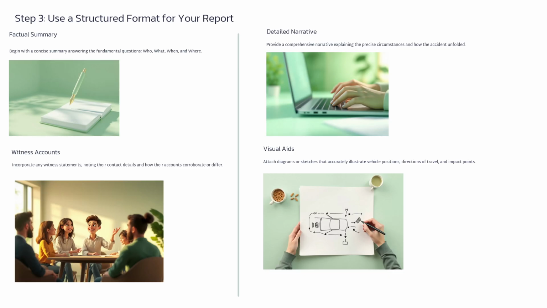Step 3, use a structured format for your report. Factual summary. Begin with a concise summary answering the fundamental questions: who, what, when, and where. Then detailed narrative. Provide a comprehensive narrative explaining the precise circumstances and how the accident unfolded. And witness accounts. Incorporate any witness statements, noting their contact details and how their accounts corroborate or differ. Visual aids. Attach diagrams or sketches that accurately illustrate vehicle positions, directions of travel, and impact points.